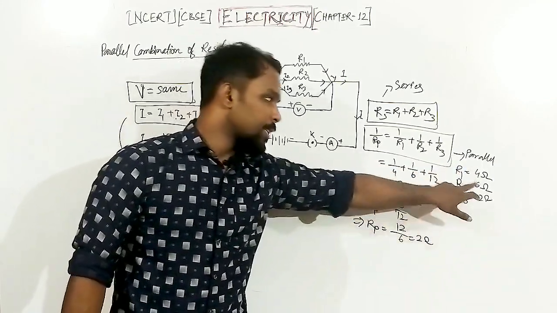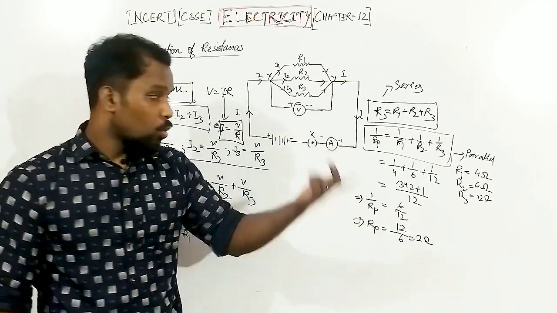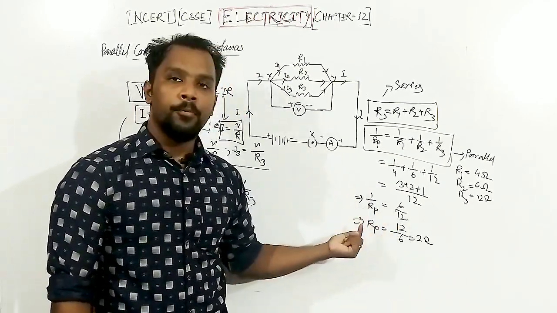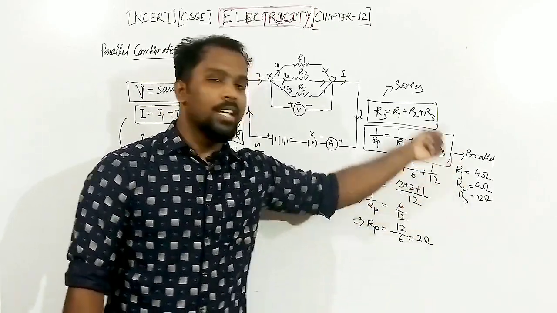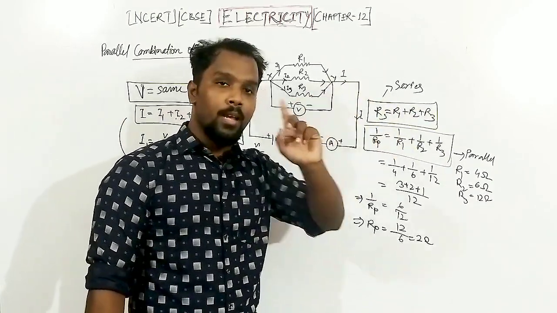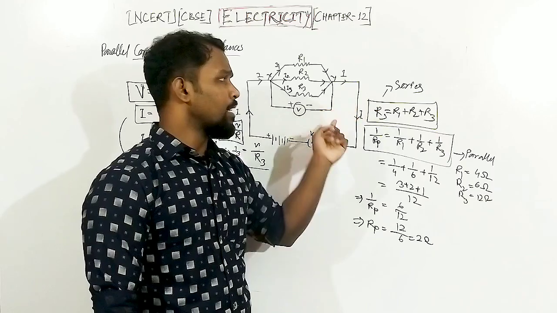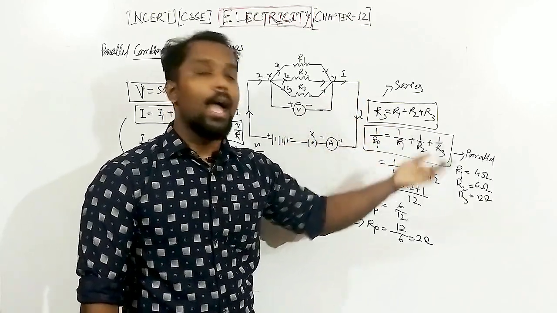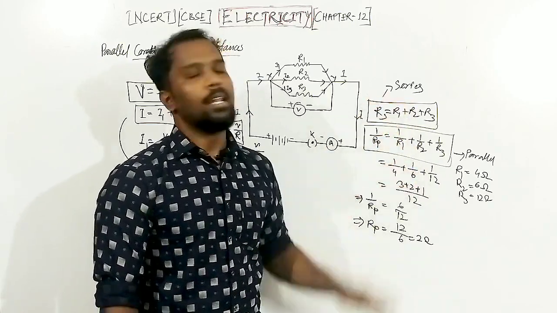Now see, 2 ohm is less than 4 ohm, 2 ohm is less than 6 ohm, 2 ohm is less than 12 ohm. Right? So what we have got is that the equivalent resistance is decreased and it is smaller compared to the 3 resistances connected in parallel. But in the series example, the equivalent resistance that we get is higher than the 3 resistances present. That is the main difference between the series and parallel connection.